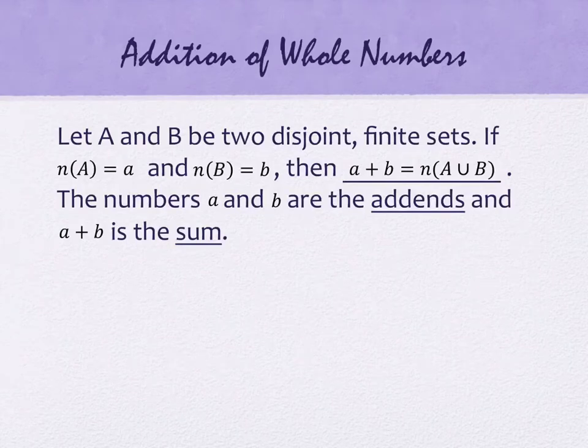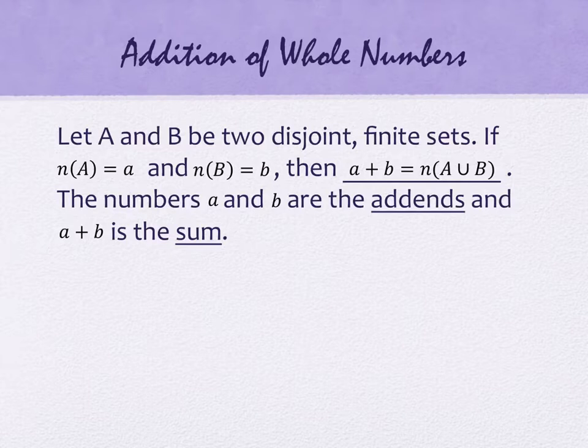So this is the definition of addition of whole numbers. We're going to let A and B be two disjoint finite sets, where the number of items in set A is little a, and the number of items in set B is little b. Disjoint, if you're thinking in terms of Venn diagrams, means that the circles don't overlap. Okay, there is no intersection. That's what disjoint means.